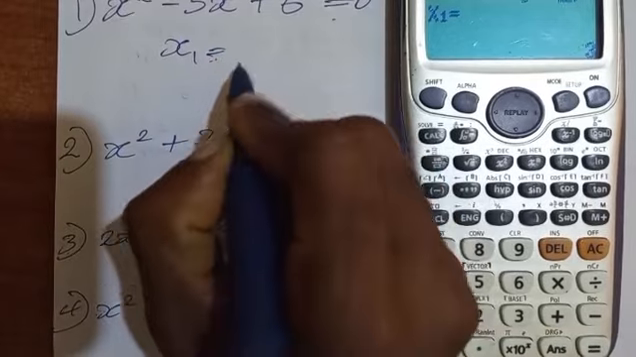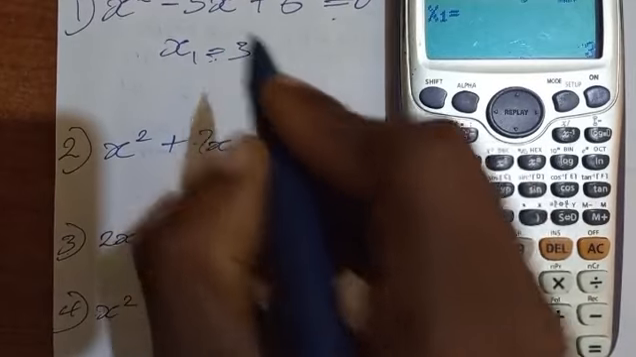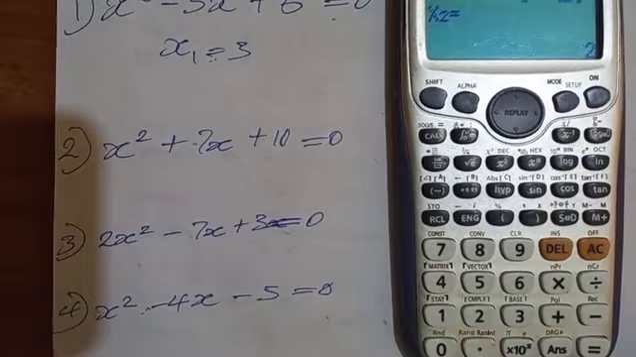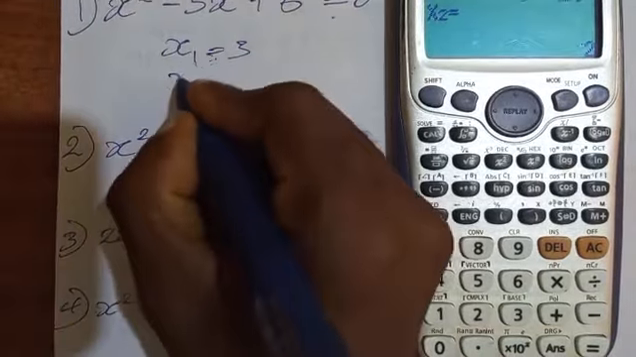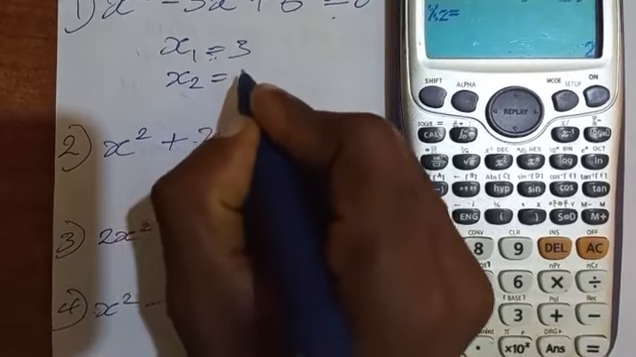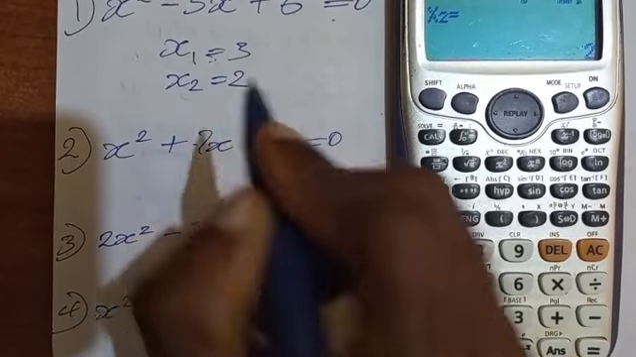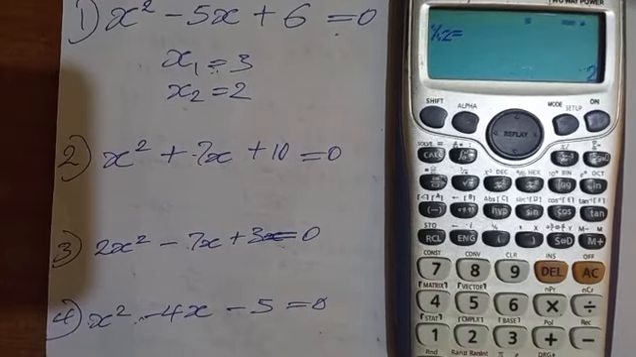equals to 3, positive 3. Then you press the equality sign again, it will give you x2 is equals to 2. And that's it for number 1.